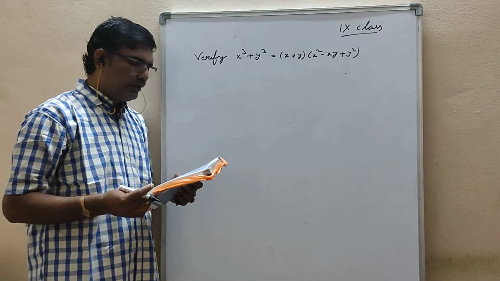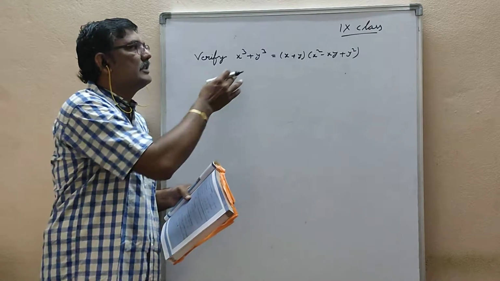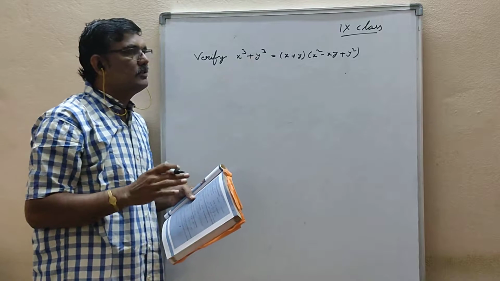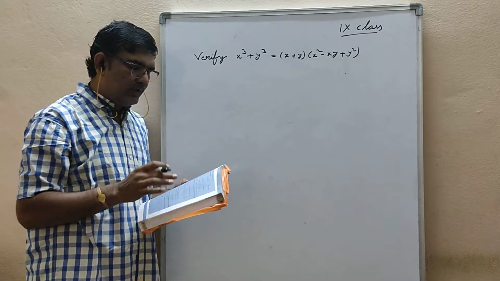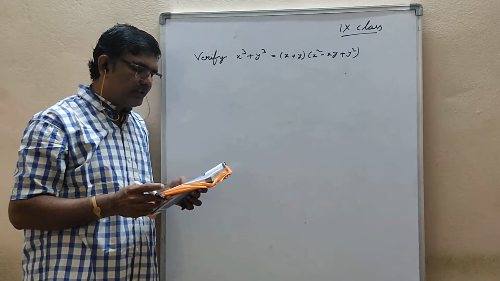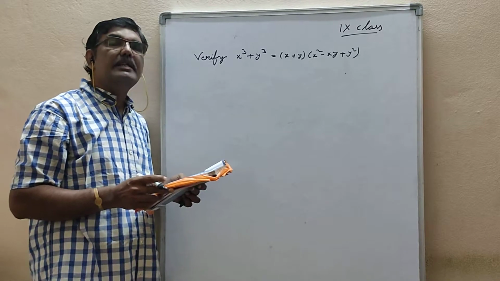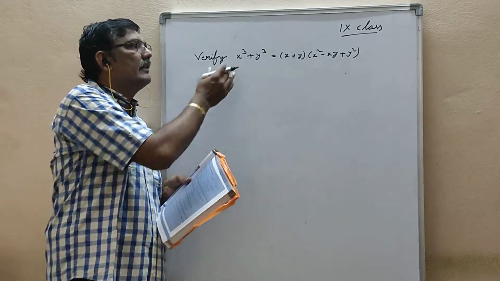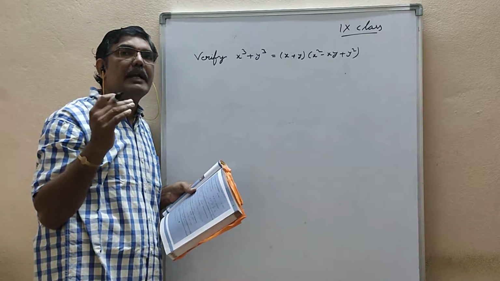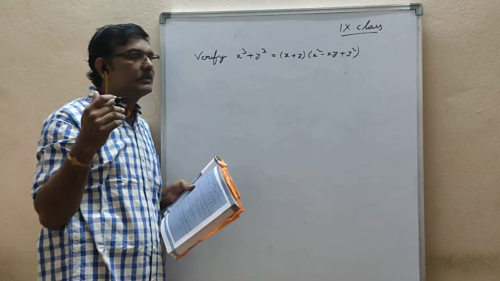First we should know what is meant by verification. Verification means it is an identity, it is a formula: LHS is equal to RHS. Below, they have given something: use some non-zero positive integers and check by actual multiplication. Can you call these identities?